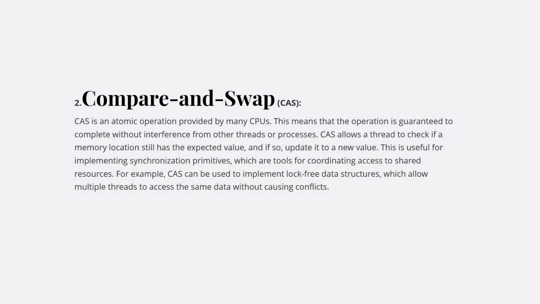Now let us know about compare and swap. CAS is an atomic operation provided by many CPUs. This means that the operation is guaranteed to complete without interference from other threads or processes. CAS allows a thread to check if a memory location still has the expected value. If so, update it to a new value. That is useful for implementing synchronization primitives, which are tools for coordinating access to shared resources. For example, CAS can be used to implement lock-free data structures, which allow multiple threads to access the same data without causing conflicts.